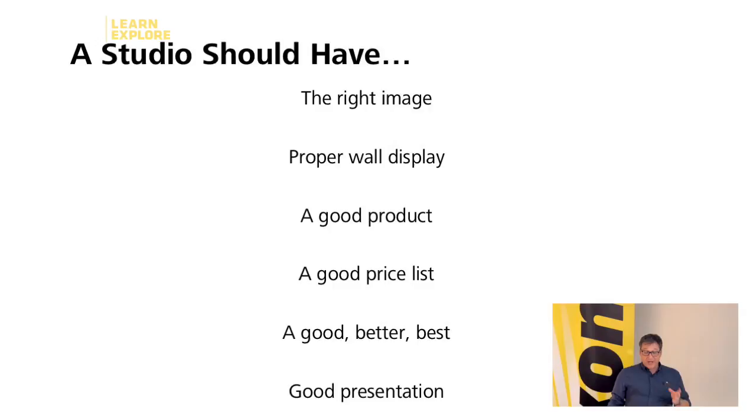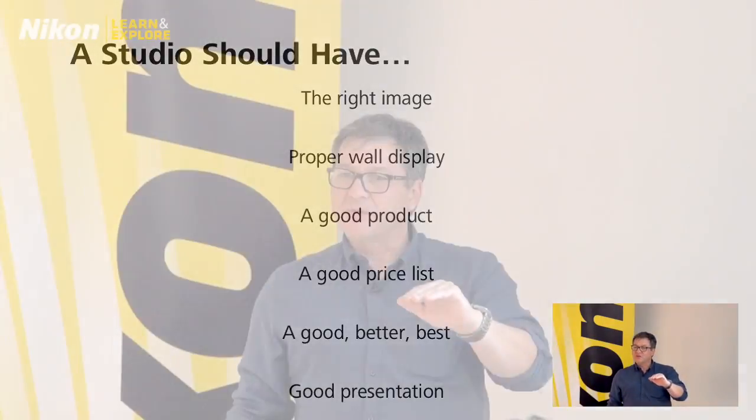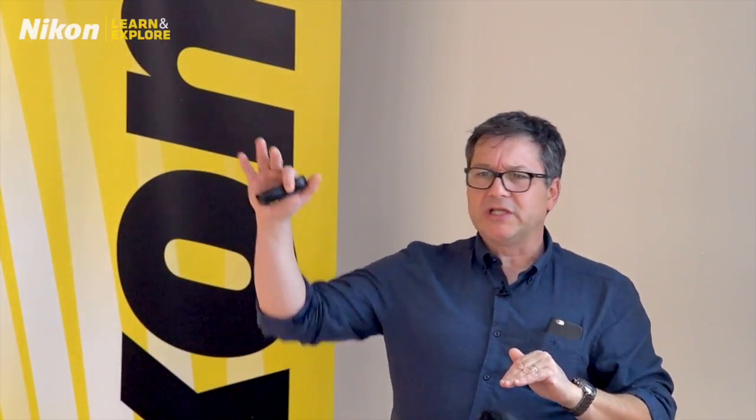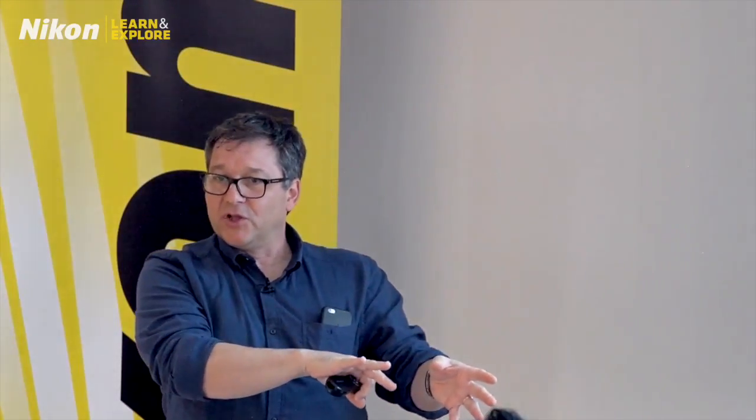Okay, a studio should have the right image, proper wall display, a good product, a good price list, a good, better, best price list, okay, and a good presentation. So basically, your price list has to have three different sections in it, where there's everything for everybody in it. So there's going to be something that is a more volume-based type of sale, something in between, and something that's really high-end. And most of the time, they might buy one thing that's high-end, some things that are in between, and a lot of lower-end.